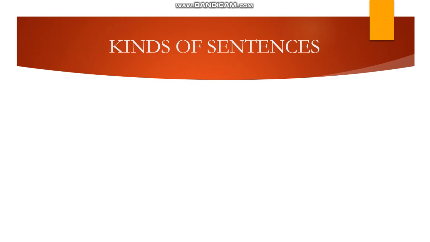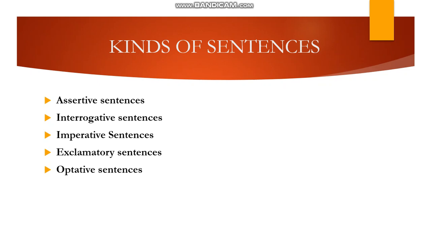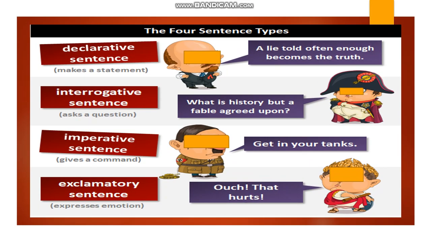Now let's look at the kinds of sentences. Number 1 is assertive sentence. Number 2, interrogative sentence. Number 3, imperative sentences. Number 4, exclamatory sentences. Number 5, optative sentences. Remember that assertive sentences are also called declarative sentences. You can see here in the picture the basic 4 types of sentences that are spoken by different people.